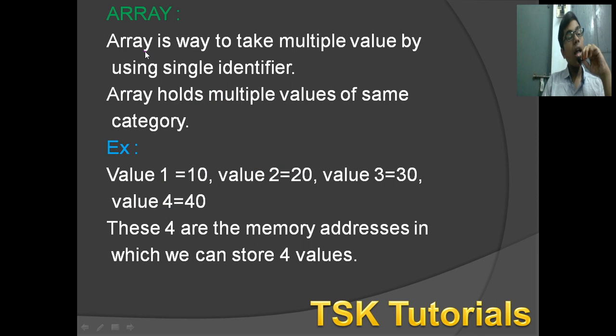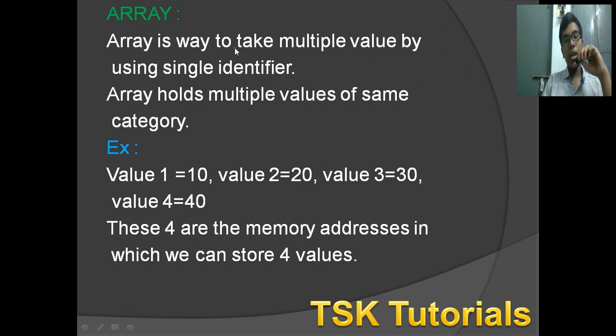The first one under the derived data types is array. Array is a way to take multiple values by using a single identifier. I'm going to explain what an identifier is in an upcoming slide in this session. Let's go to the definition of an array.